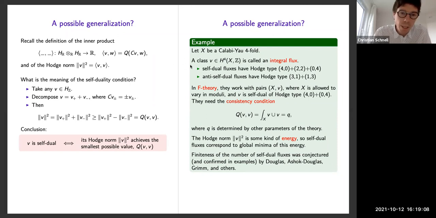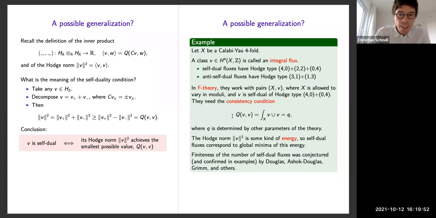What they want to consider is Calabi-Yau fourfolds particularly, and their terminology for integral classes is integral fluxes. Fluxes can be self-dual or anti-self-dual. Because of how the Weil operator works in degree 4, self-dual fluxes would be things of type (4,0), (2,2), or (0,4). Anti-self-dual ones are type (3,1) and (1,3). What they're actually interested in is pairs: a Calabi-Yau fourfold X, and one of these fluxes V. They let X vary in moduli, and they impose the condition that V is self-dual of type (4,0) and (0,4).